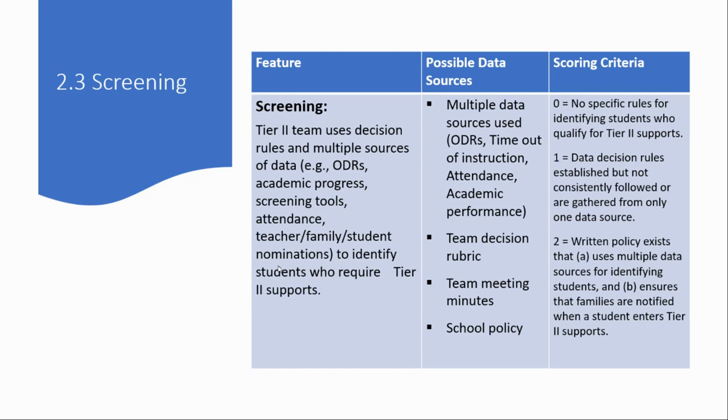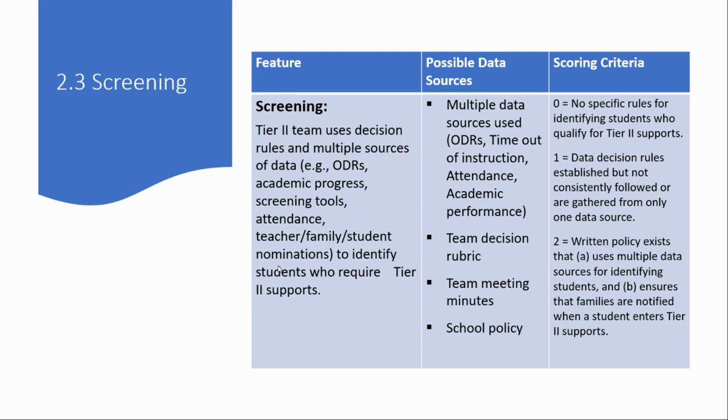Remember that teams, and if you think back to your tier 2 training, there should be multiple data points used to identify students who are in need of tier 2 interventions. The team can use the team decision rubric that was created that would guide the process of determining who is in need of tier 2 interventions, team meeting minutes, and the school policy.